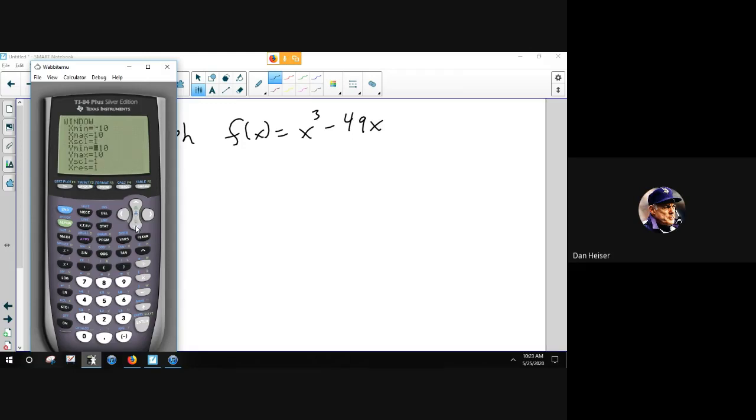Negative 10 to 10 is not good enough. So let's make it negative 100. Let's make it positive 100. See what happens, see if that's any better. We're getting close, and we can even see the general cubic there. But it's still not good enough. We still can't see the whole picture.